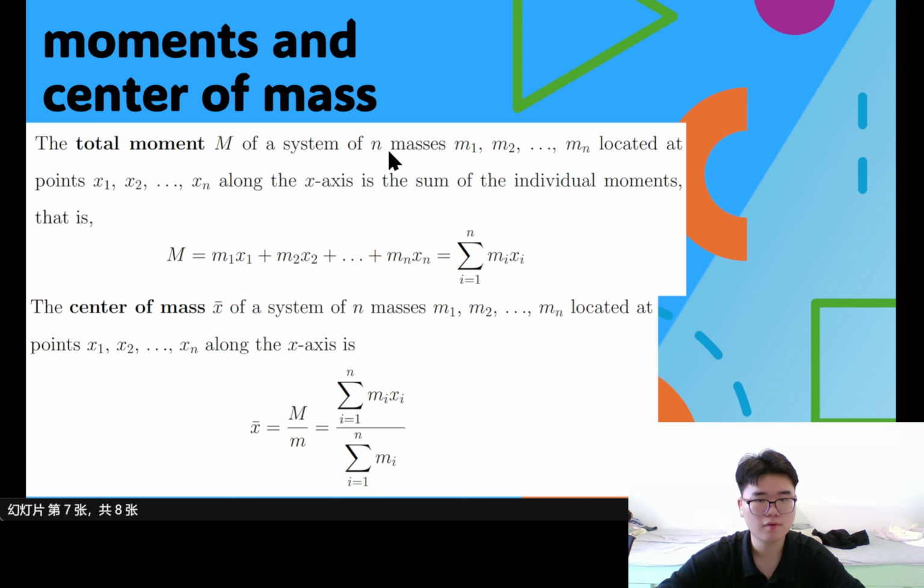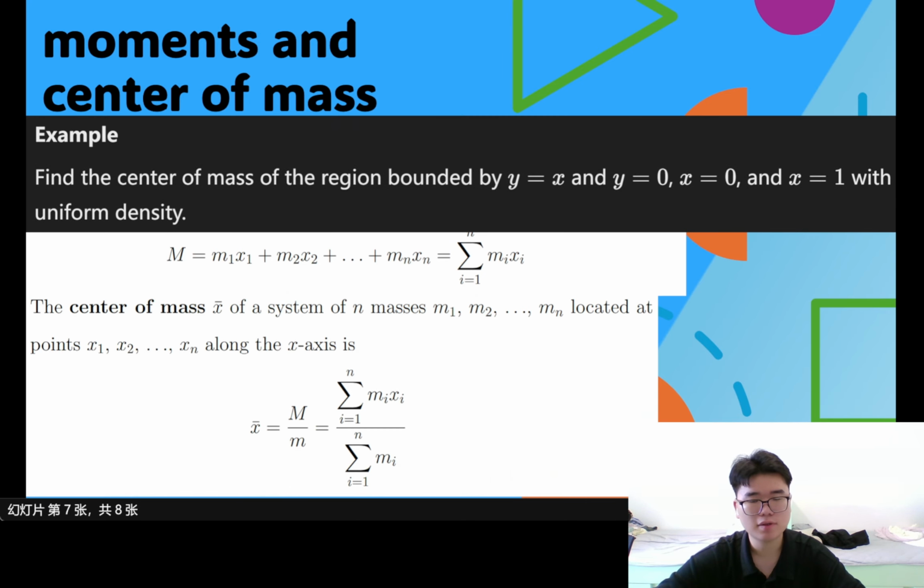The moment M of a system of n masses m1, m2, located at the points x1, x2, along the axis is the sum of the individual moments. That is the sum of mi times xi. The center of mass of the system is this one. It's easy, isn't it? Now I will give you a simple instance.